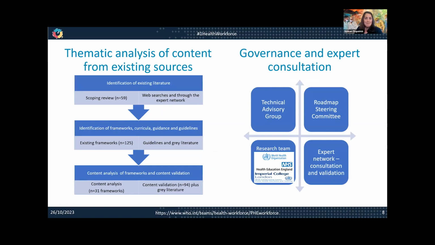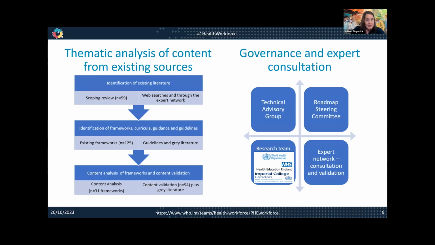So when we set about developing this competency and outcomes framework, we are not the first to do this. So we had a big task ahead of us, looking at the breadth of the workforce and the breadth of the public health functions. So we started from looking at what is already out there, and we identified more than 100 existing frameworks on these different areas.